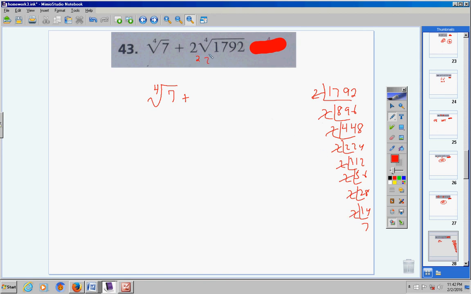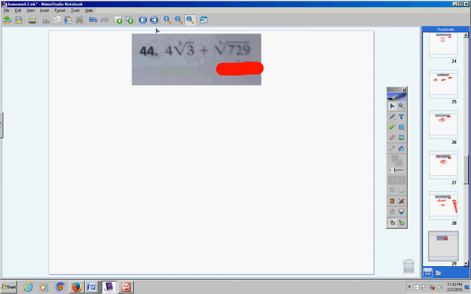Multiply all those. 2 times 2 times 2 is 8. Leaving us with the 4th root of what? What's your last number here? 7. So we're looking pretty good now. We have common indexes and we have common radicands. So when your indexes are the same and your radicands are the same, just write the index and the radicand, and then add or subtract the outside numbers. There's a 1 here, so 1 plus 8 is 9. 9, 4th root of 7. Alright, number 44.